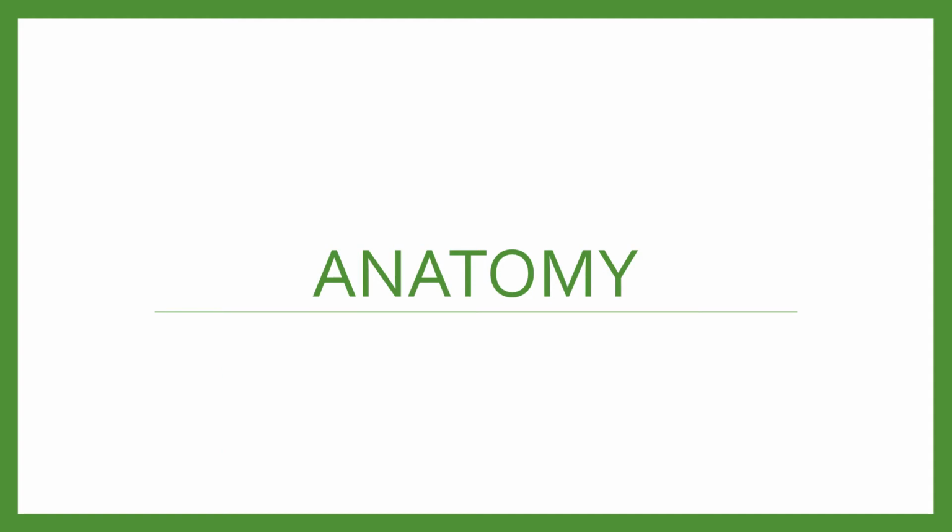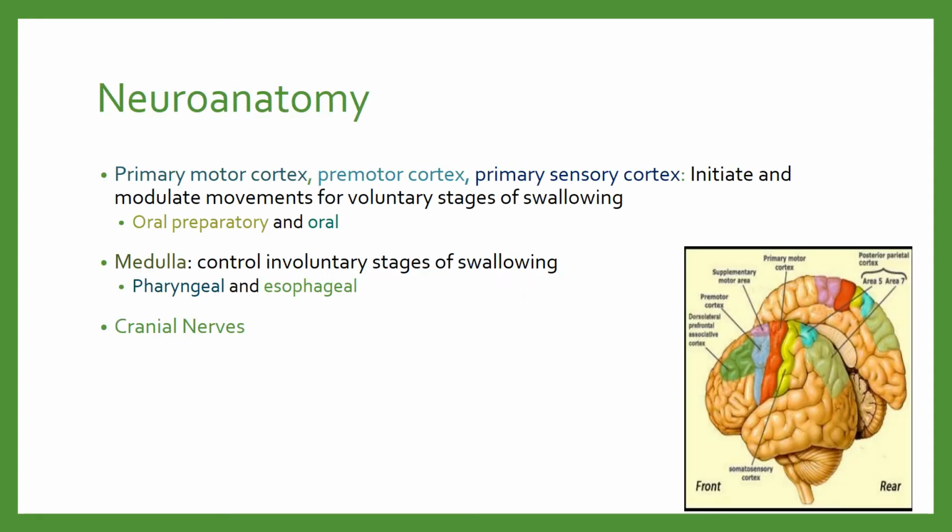So the first thing we want to go over is anatomy. Anatomy really starts for swallowing in the brain. We have 2 different types of neuroanatomy. We have the neuroanatomy that's responsible for the voluntary stages of swallowing, which means that we have control over how long and what happens during this stage. And then we have the neuroanatomy for the involuntary stages of swallowing, so we have no control over how long or what happens during these stages.